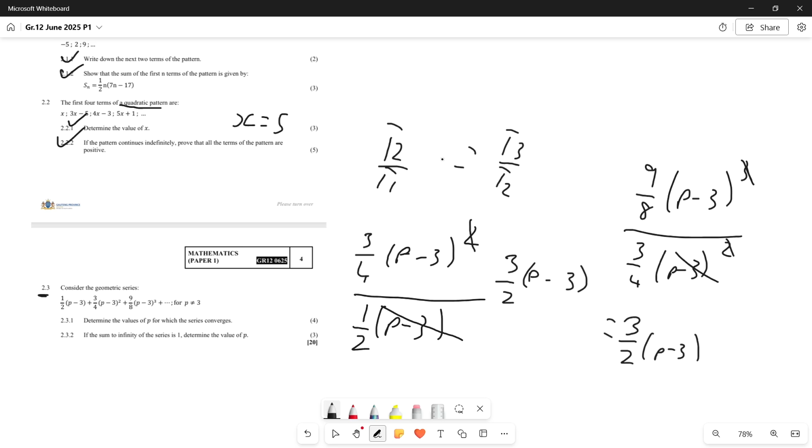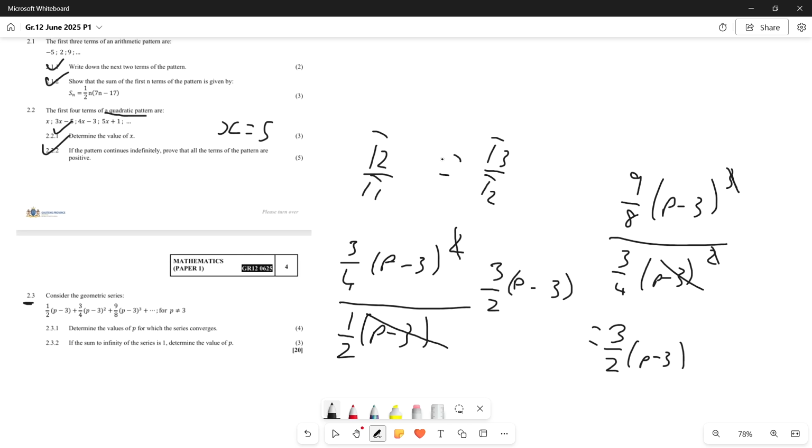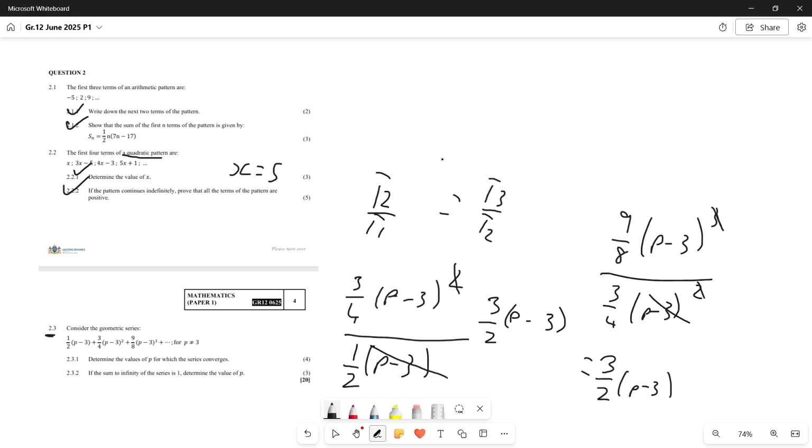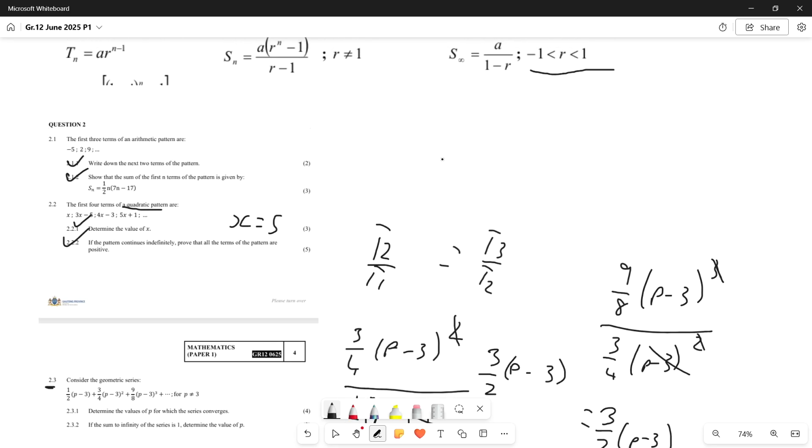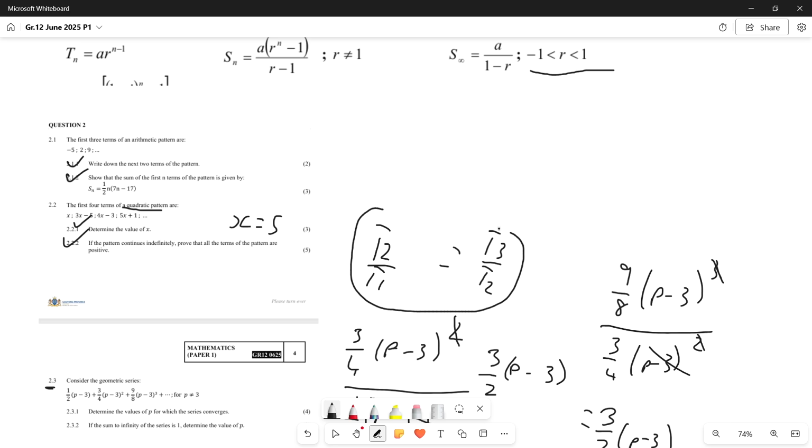So at this stage, they're asking us to determine the values of p for which the series converges. We have 3 over 2p minus 3. That is our r, the ratio. This is what this whole thing helped us solve: there's a constant ratio as we move from one term to the next. So we're going to plug it into this inequality. We have 3 over 2p minus 3 over here.